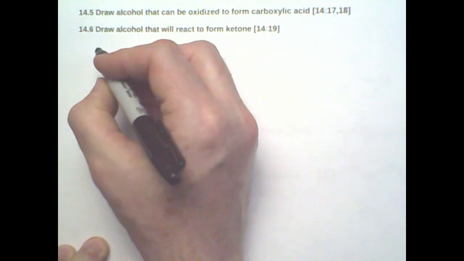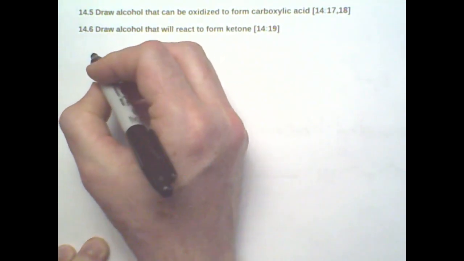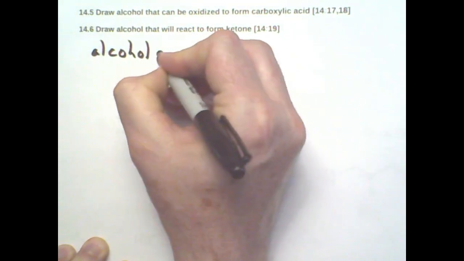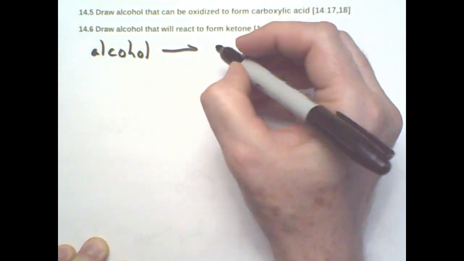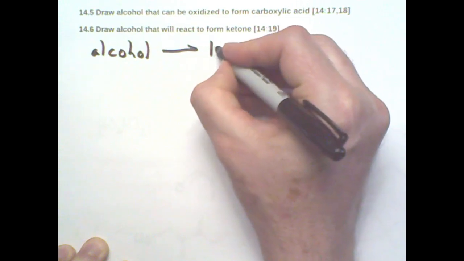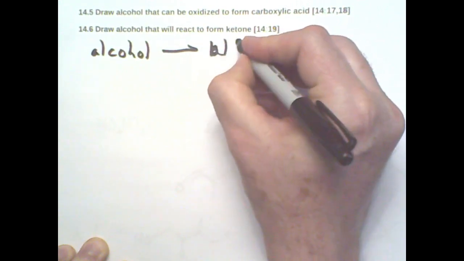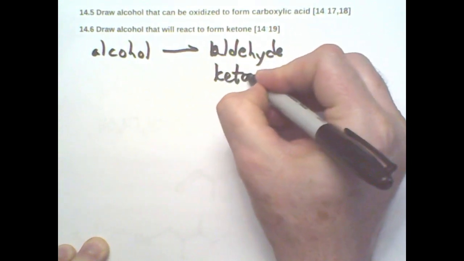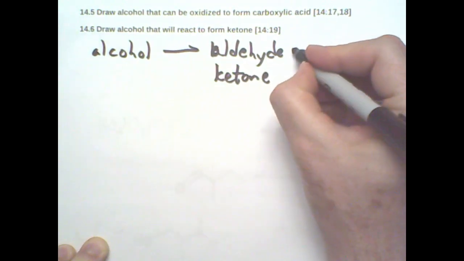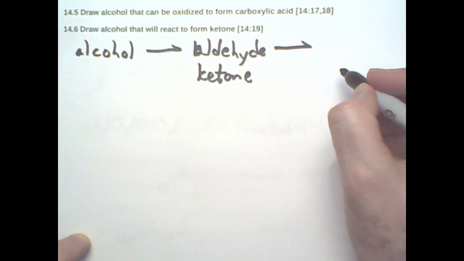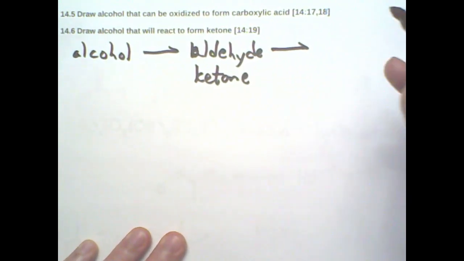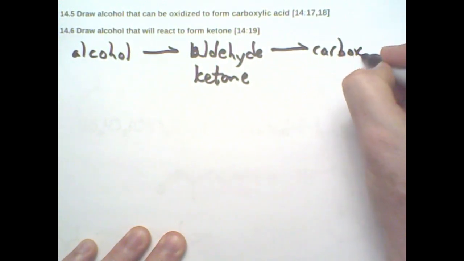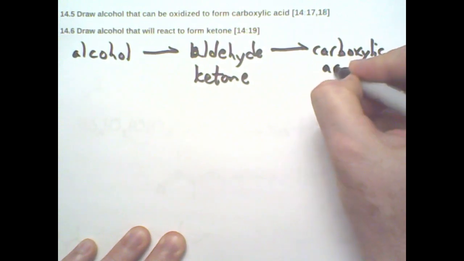Find on your reaction map where alcohols are oxidized to aldehydes or ketones, and with all but the mildest oxidants, an aldehyde will turn into a carboxylic acid.